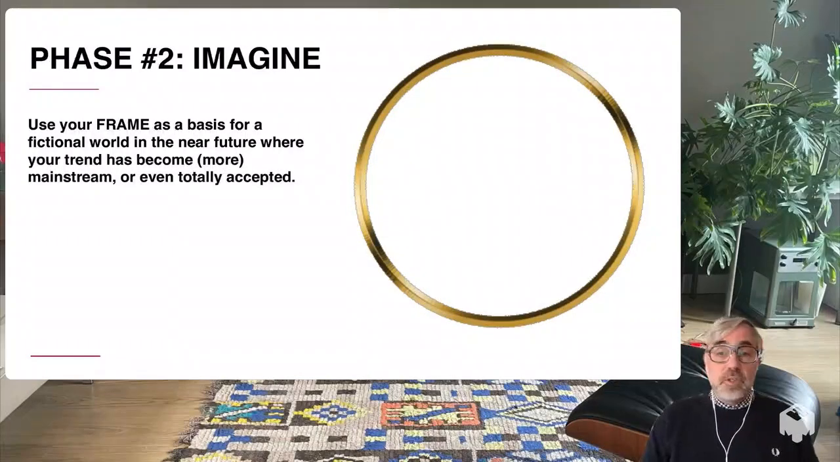Hello, Junior Trendwatchers. Congratulations, you've reached the fun part of intervention design. You are now going to use your imagination for the upcoming couple of weeks. The frame that you came up with at the end of the Explore will now be translated into a fictional future world. And that is really nice to do.